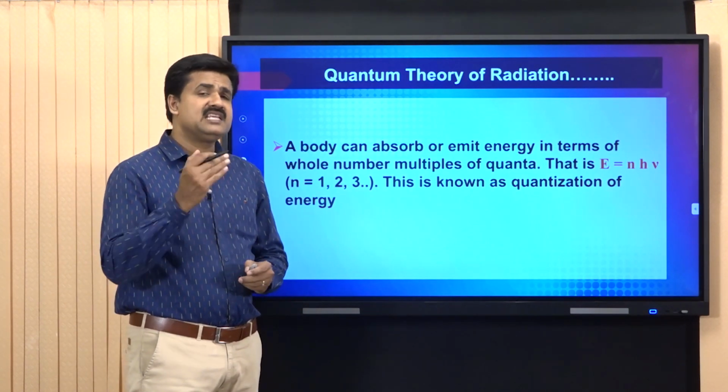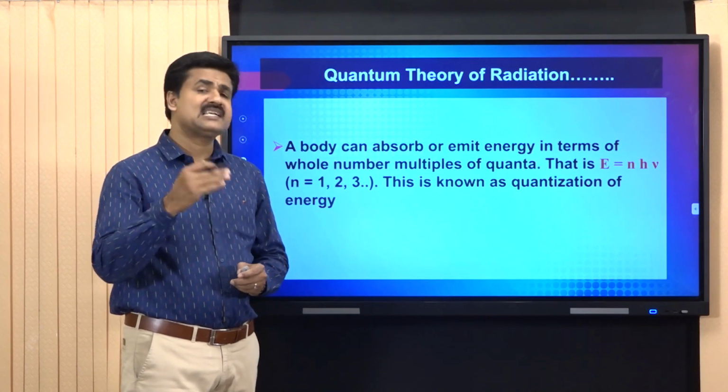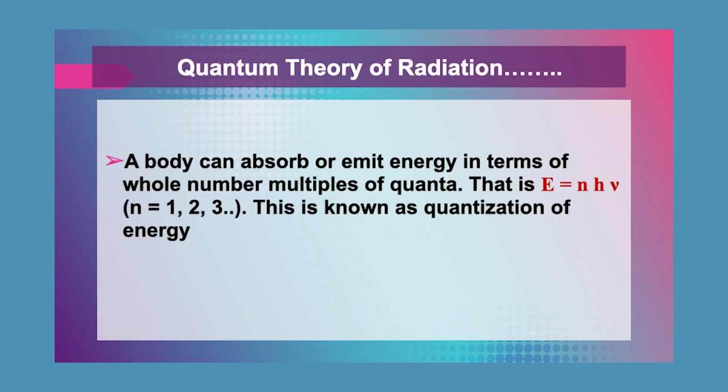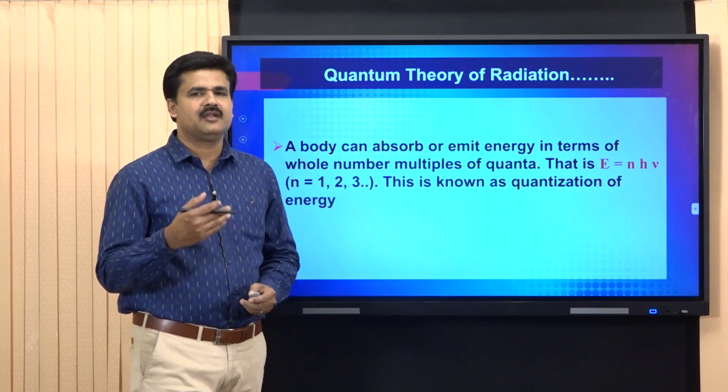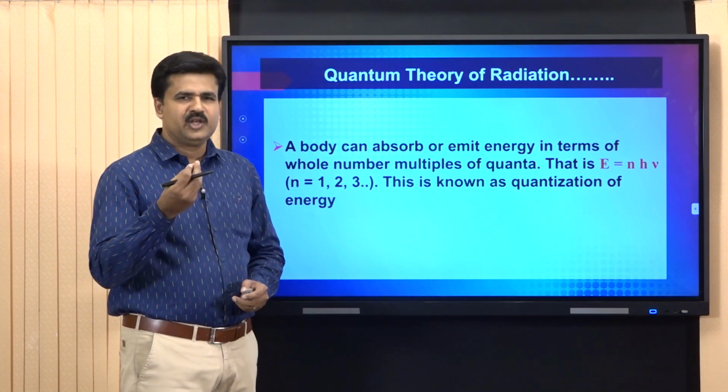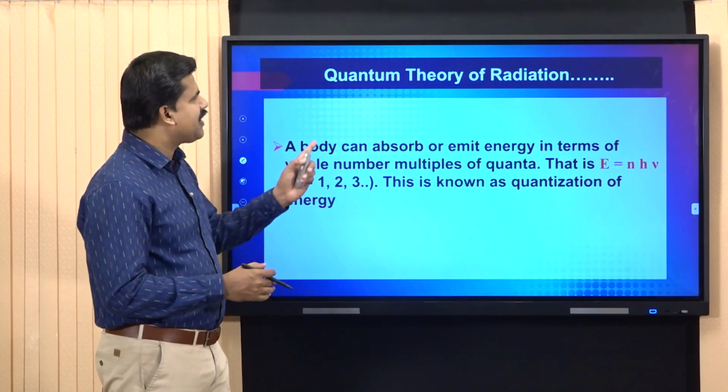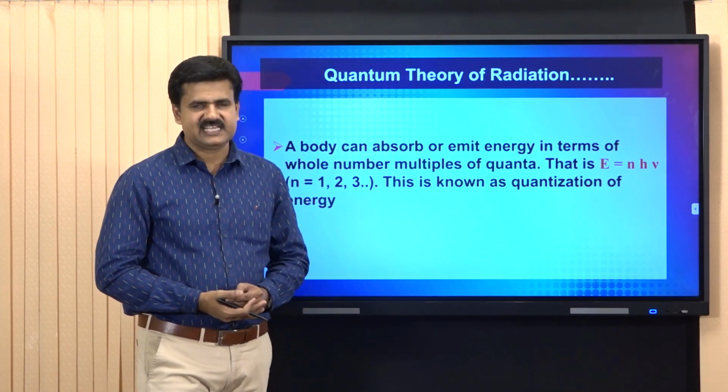Based on this Planck's quantum theory, Max Planck derived another equation that is called Planck's radiation law to explain black body radiation. Now we can move on to numericals based on Planck's quantum theory of radiation.